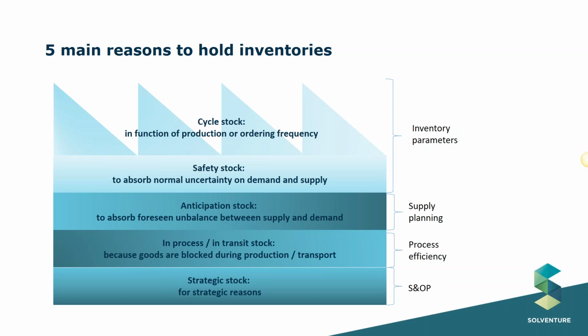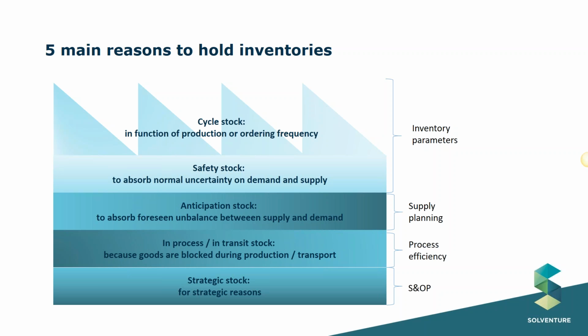On the top here we see the cycle stock. This is linked to the frequency in the production or ordering. So if I produce or order goods once every month, I will have them in inventory. If on average I produce them every week, that will create a cycle stock of half a week. So cycle stock is created by the production or the ordering frequency.